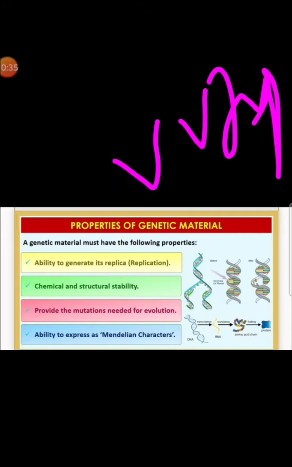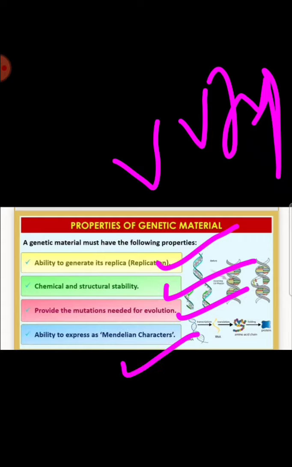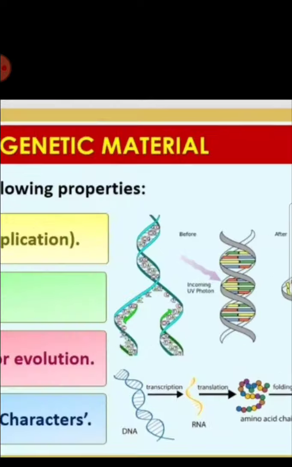So first thing, for an element or a material to be called a genetic material, it should have the ability to generate its replica. It should be structurally and chemically stable, and it should provide the mutation needed for evolution and the ability to express as Mendelian characters. Okay, so this is very very important.